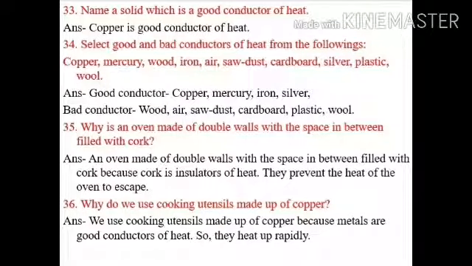Number 35. Why is an oven made of double walls with the space in between filled with cork? Answer: an oven is made of double walls with the space in between filled with cork because cork is an insulator of heat. It prevents the heat of the oven from escaping. Number 36. Why do we use cooking utensils made of copper? Because metals are good conductors of heat, so they heat up rapidly.